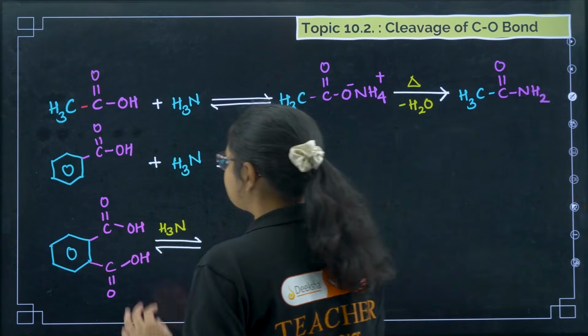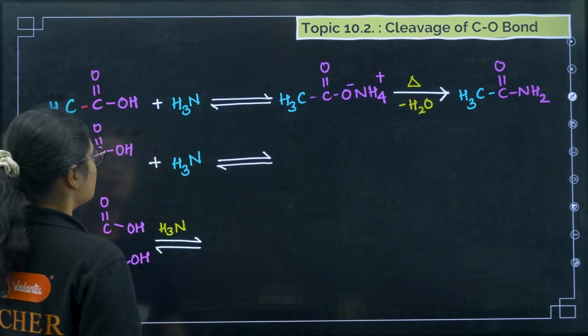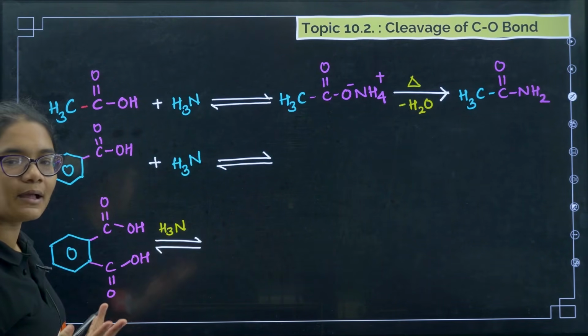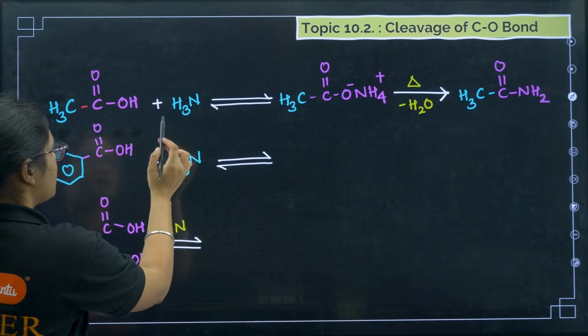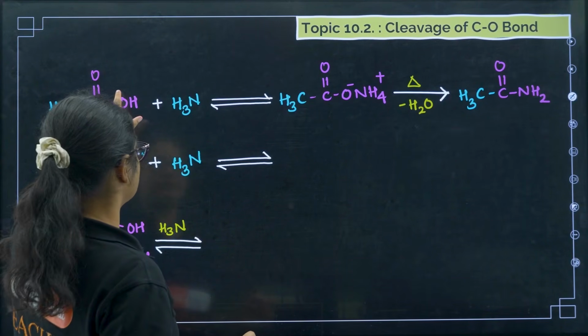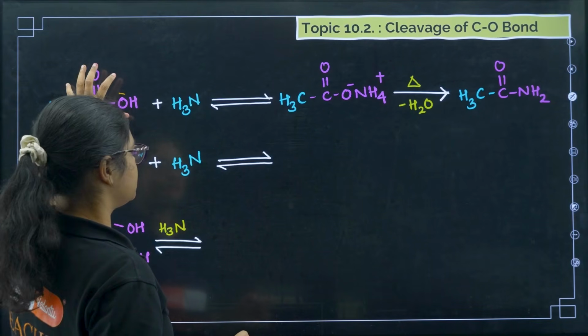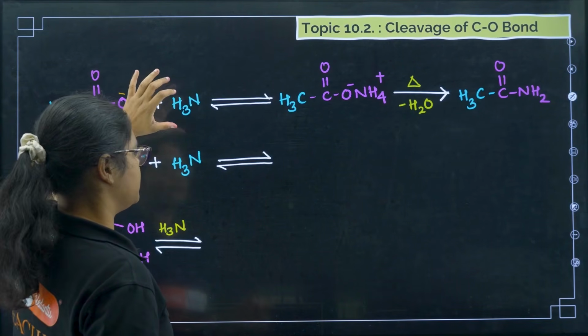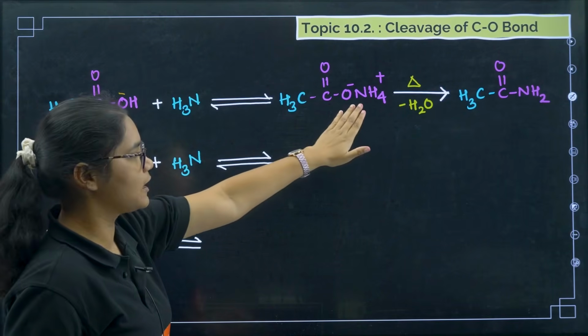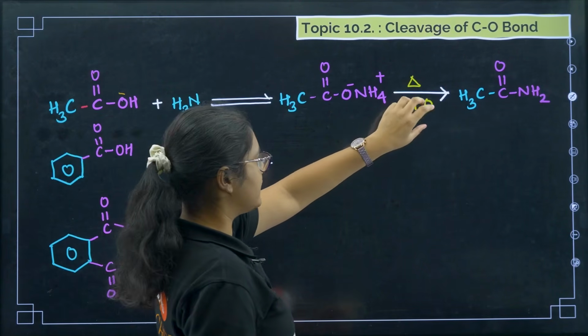Next we have the reaction with ammonia. This is again a very interesting one. Ammonia is a base and this is an acid. Whenever a base and an acid react, we get a salt. So first we get a salt like this, CH3COO minus. The acid will donate the H plus, and ammonia will accept the H plus, so we get CH3COO minus NH4 plus. This is the compound formed. Now when you heat it, what will happen?